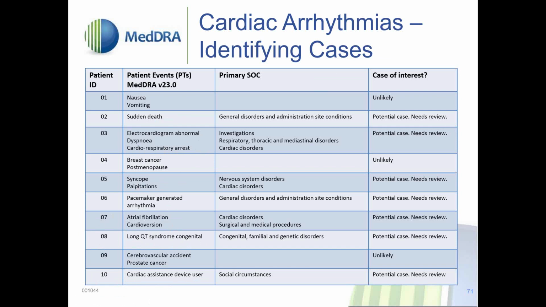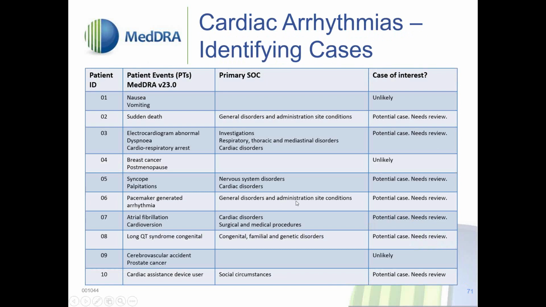Now, let's check in how many instances these events in these potential cases did not have the primary SOC cardiac. So sudden death was in the general disorders and administration site conditions system organ class. ECG abnormal in investigations, dyspnea in respiratory. Cardiorespiratory arrest, of course, in cardiac disorders. Syncope can be found in nervous system disorders. Again, palpitations in cardiac disorders.